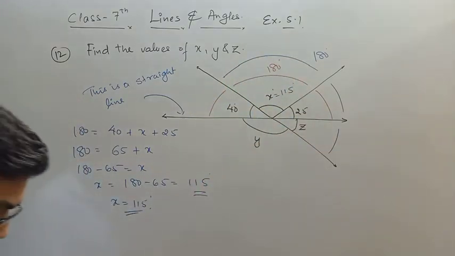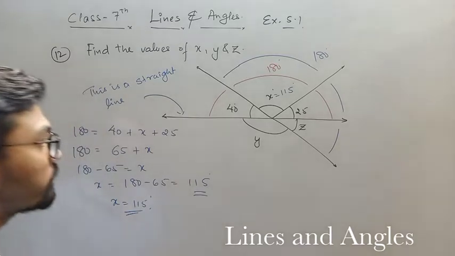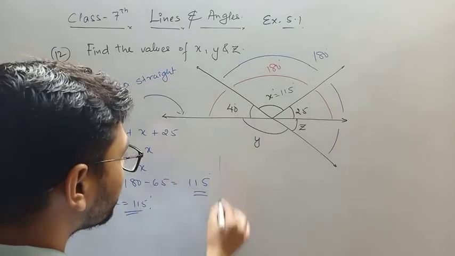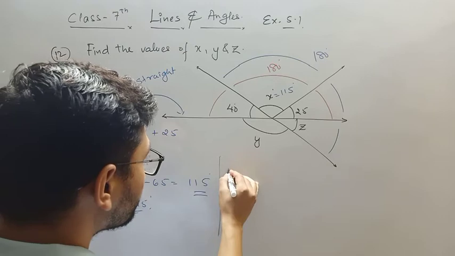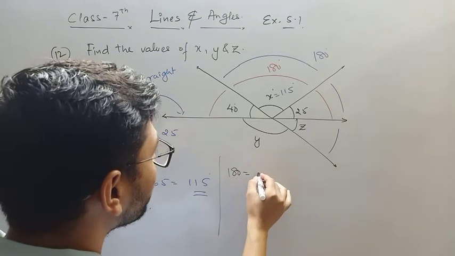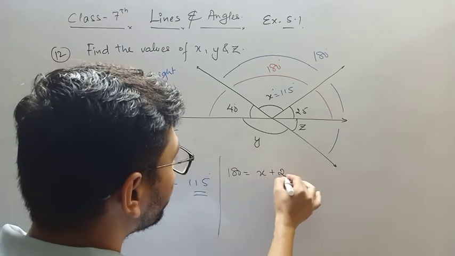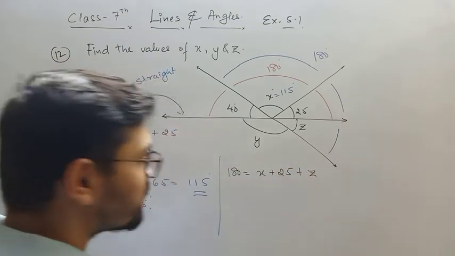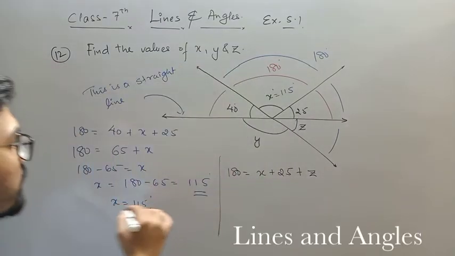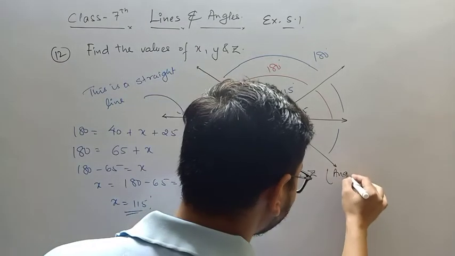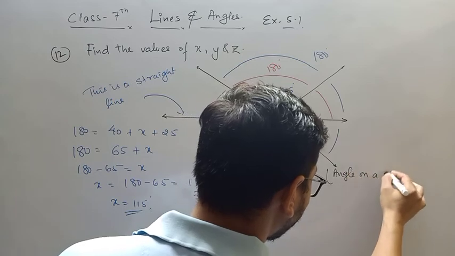So you can write 180 is equal to x plus 25 plus z. The reason is it's a straight line, angle on a straight line. Or you can write angle on a straight line.